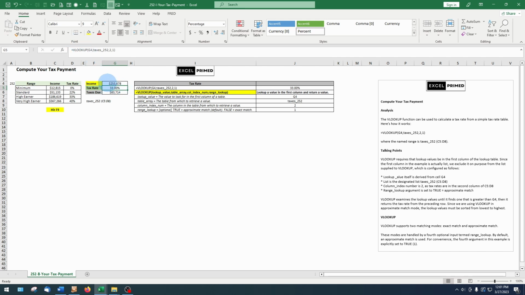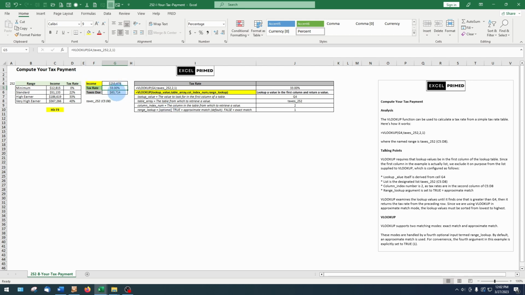VLOOKUP G4. Taxes, what's our taxes? Name range is C5 to D8. C5 to D8. We don't need to include this verbiage over here. What are we doing? Column 2. Based on one, what is that? An approximate match. Remember, 1 is true, 0 is false. Keep that in mind. It's 33%.